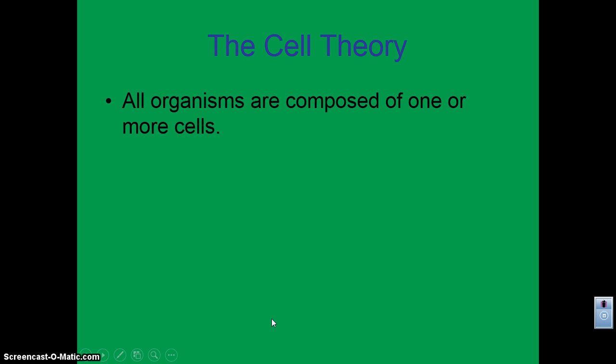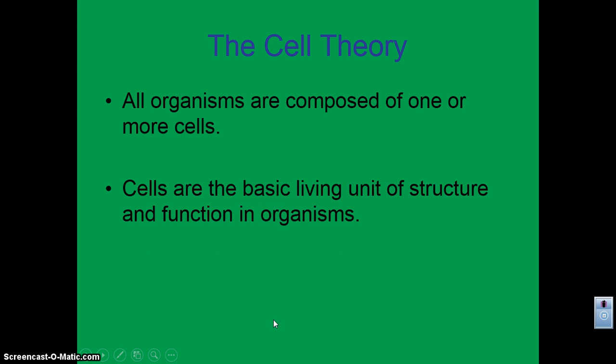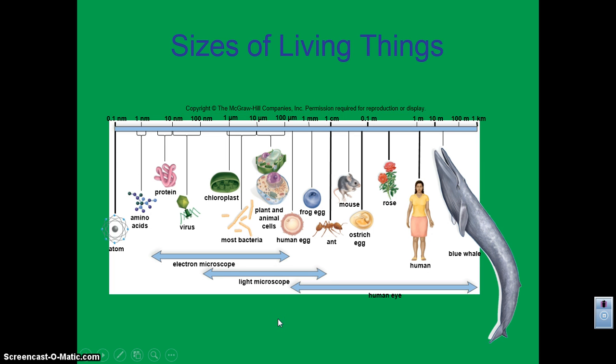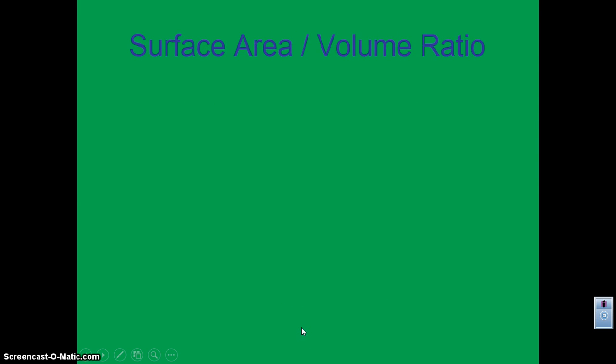The cell theory, you have to know for the test: all organisms are made up of one or more cells. Cells are the basic unit of structure and function in organisms, and all cells come from other cells. Look at the size of living things. These are things you can see with the human eye. These are seen with a light microscope, which we're going to learn how to use in this chapter. And this is the electron microscope, which you may be able to see pictures of or actually use when you get to college, depending on the size of your college.